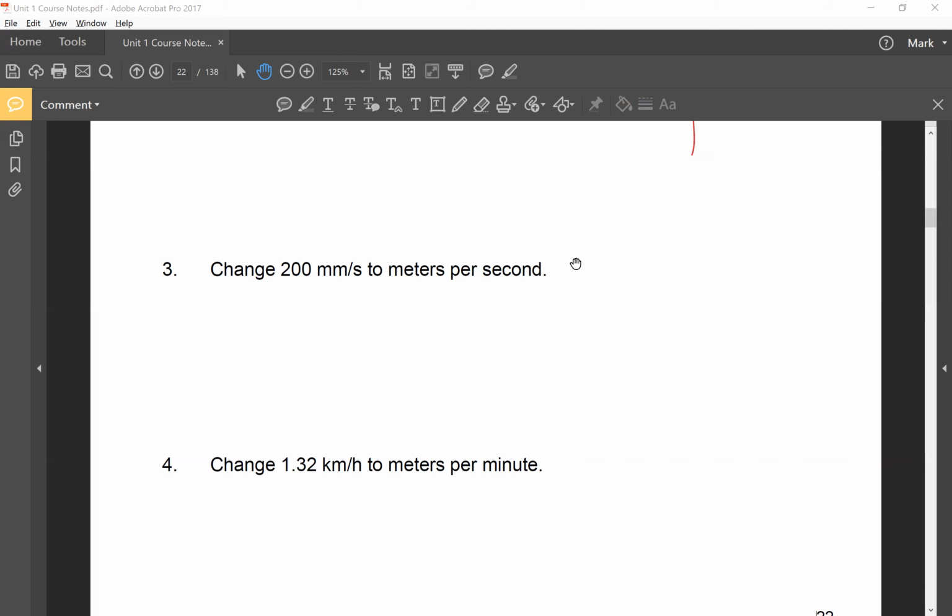Number 3, I'm just asked to change 200 millimeters per second into meters per second. So all I need to do here is to figure out how many millimeters are in a meter. There's a few ways we can do this. The seconds are fine. I do not need to worry about the seconds, but what I do need to do is change the millimeters into meters.